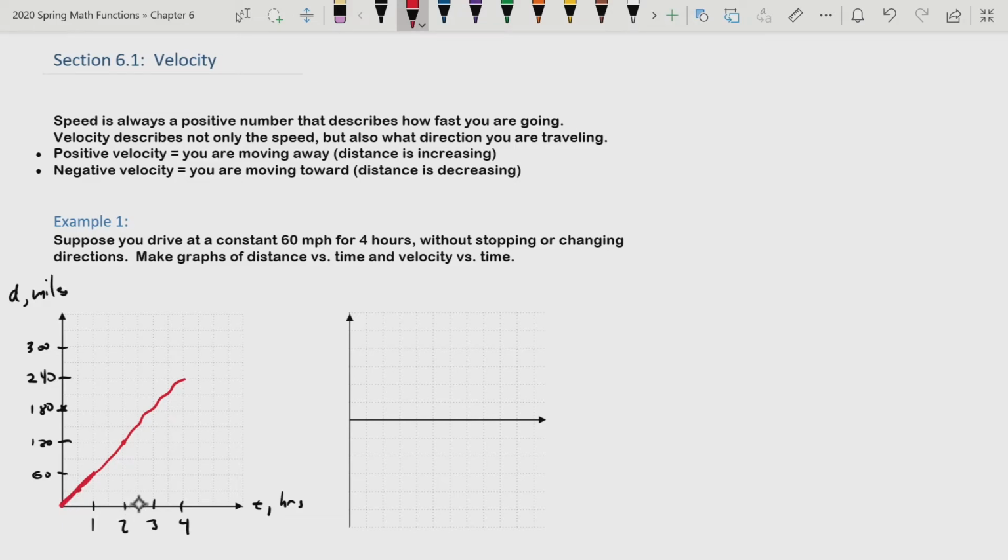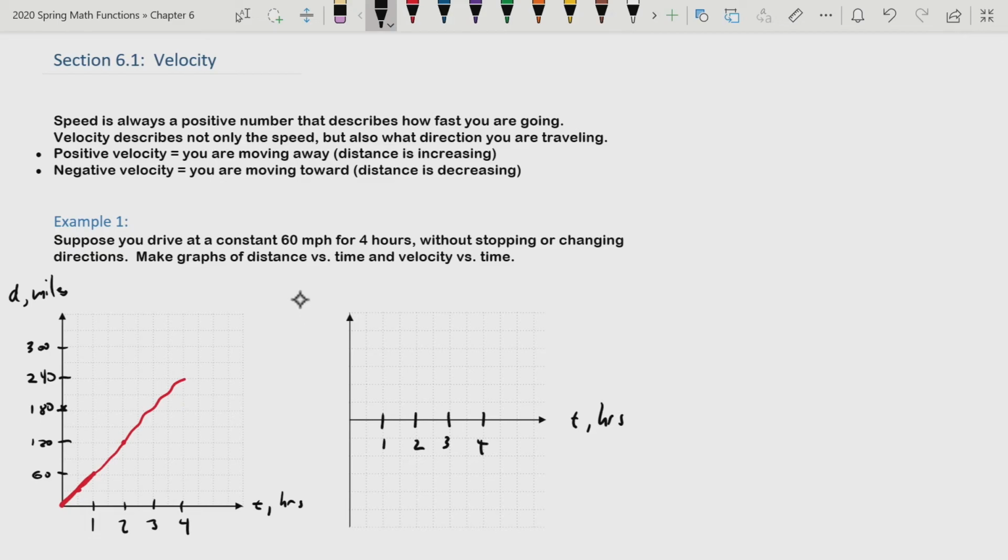So at 2.5 hours, I'm right here at 150 miles away. You can read off at 3.5, or even like 3 hours and 1 minute. You can read off of this graph. Now let's look at our velocity. So our velocity, again, we'll have this axis in time. 1 hour, 2 hours, 3 hours, and 4 hours. This will be our T in hours, the same T.